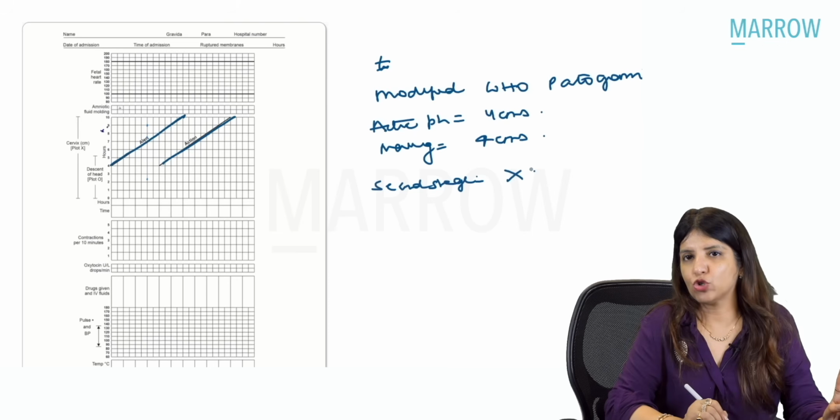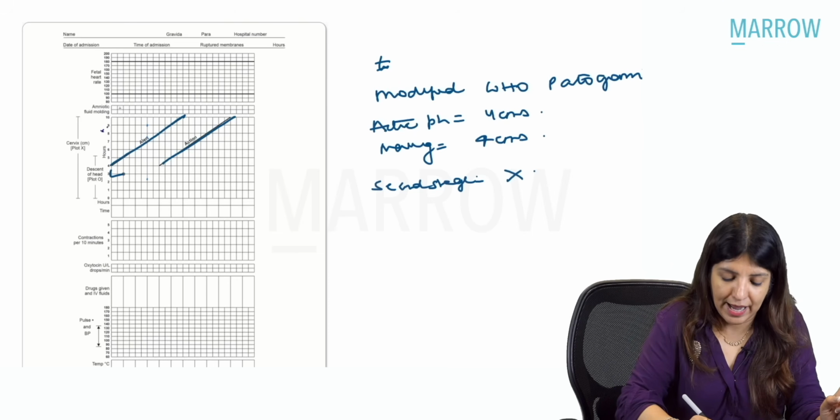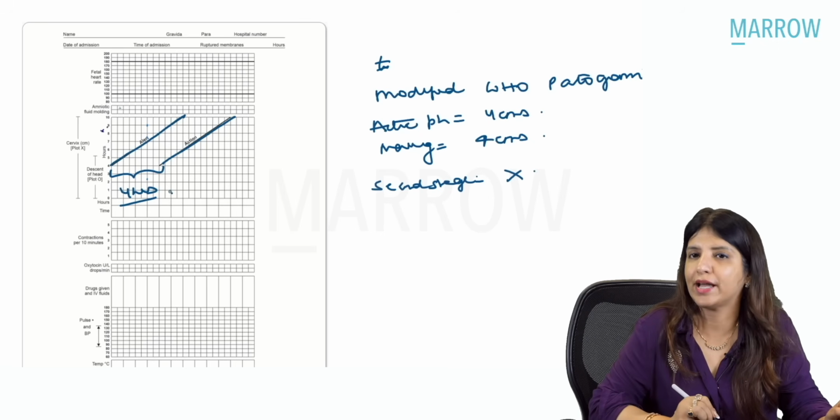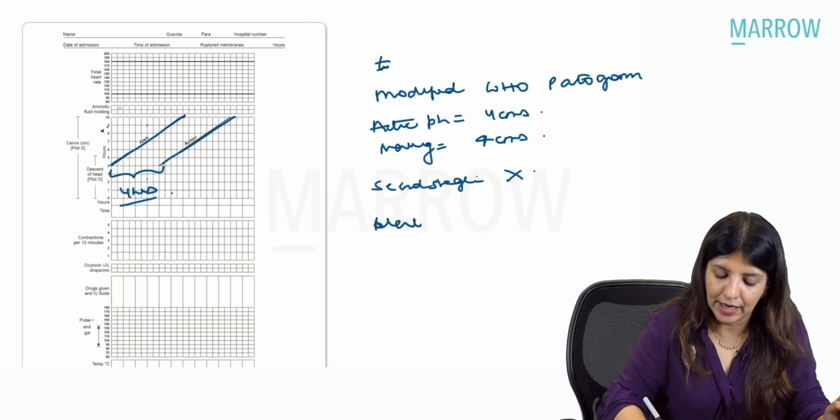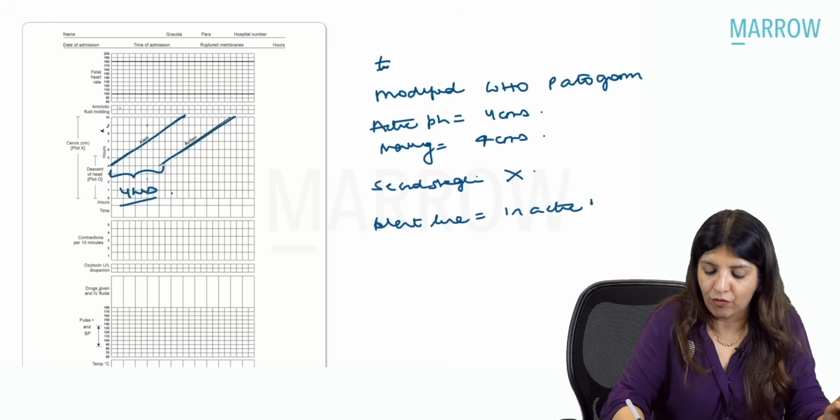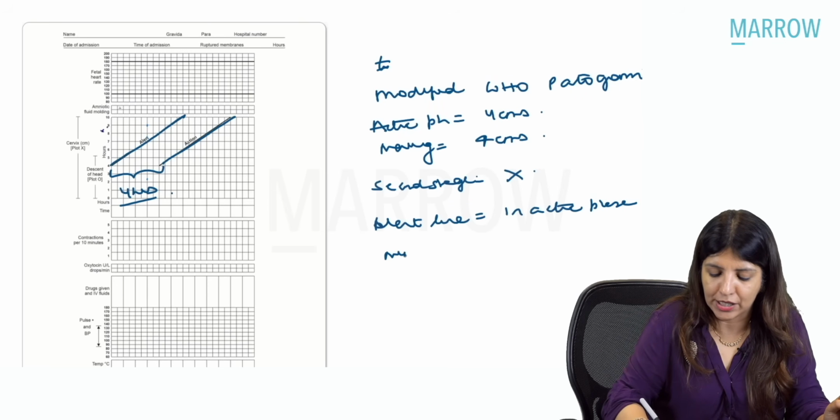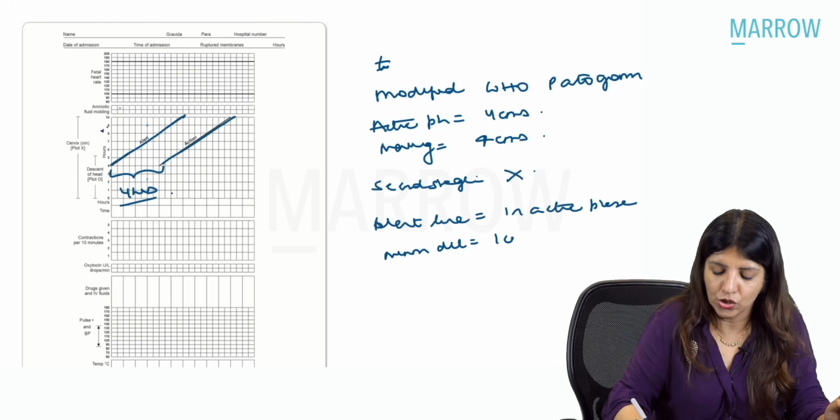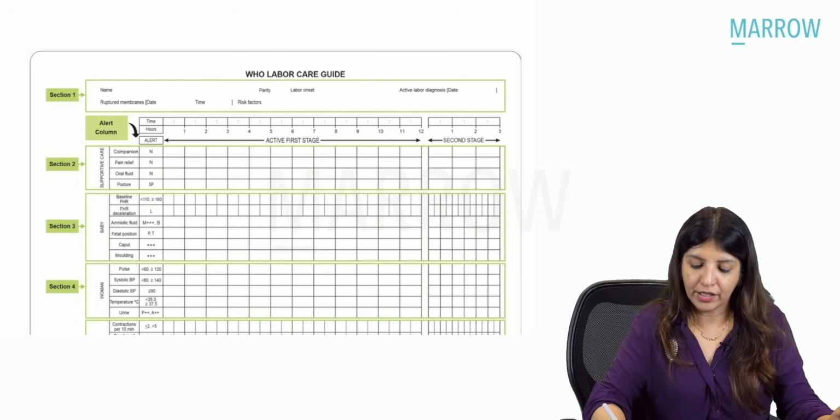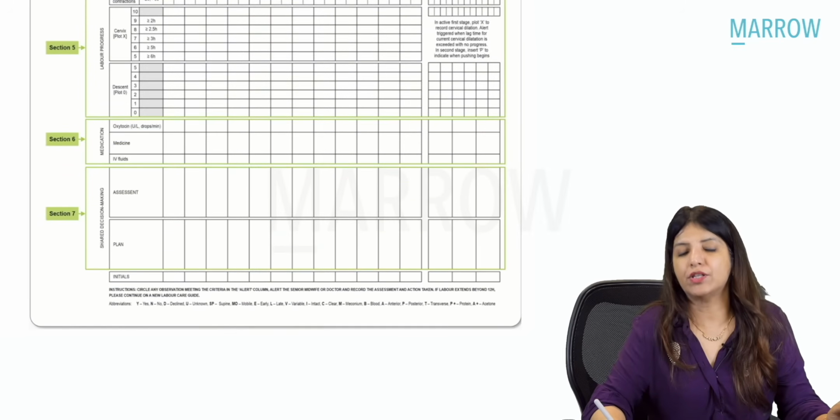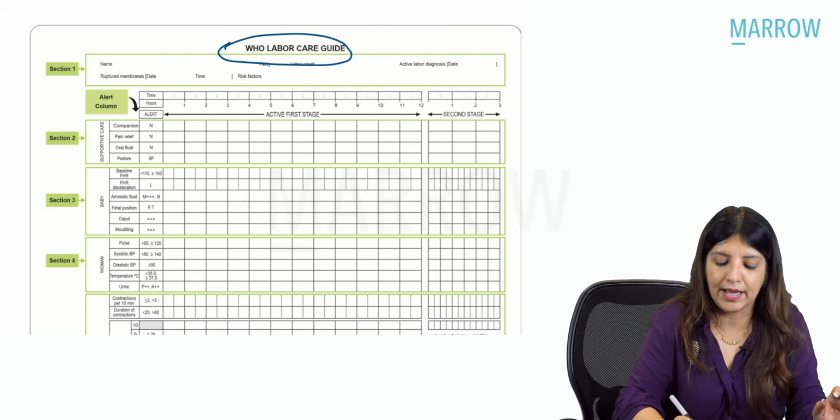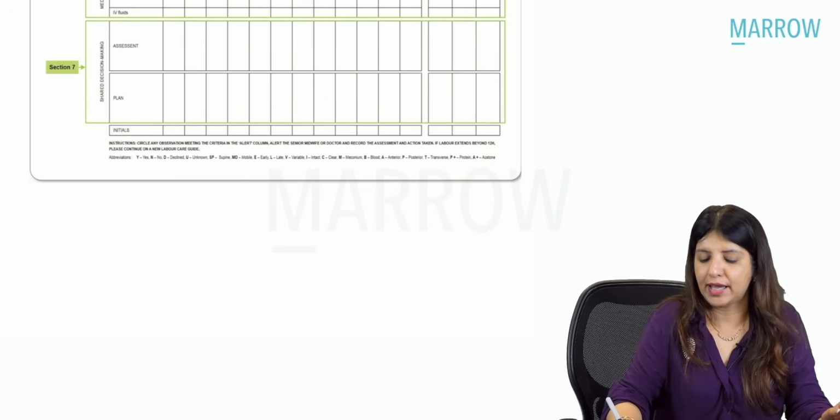In modified WHO partogram, there is an alert line and action line, and the time duration between alert line and action line is 4 hours. The alert line is drawn on the principle that in active phase, minimum dilatation is 1 centimeter per hour. On the other hand, if you get a partogram where there is no alert line, no action line, that means you are looking at WHO's labor care guide.